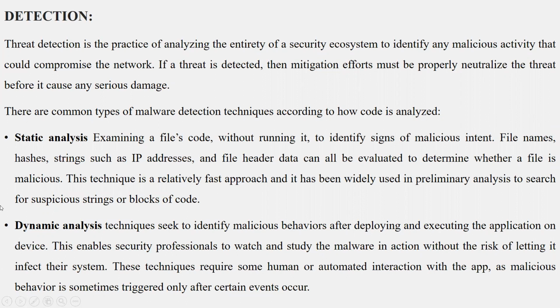So first one is static analysis. In this, we are going to examine the file code without running it, such as file names, hashes, strings such as IP address, and file header data will be evaluated. This is a fast approach and widely used analysis to search for suspicious strings. And second one is the dynamic analysis in which the code is being run in the computer. This technique requires some human or automated interaction with the app.